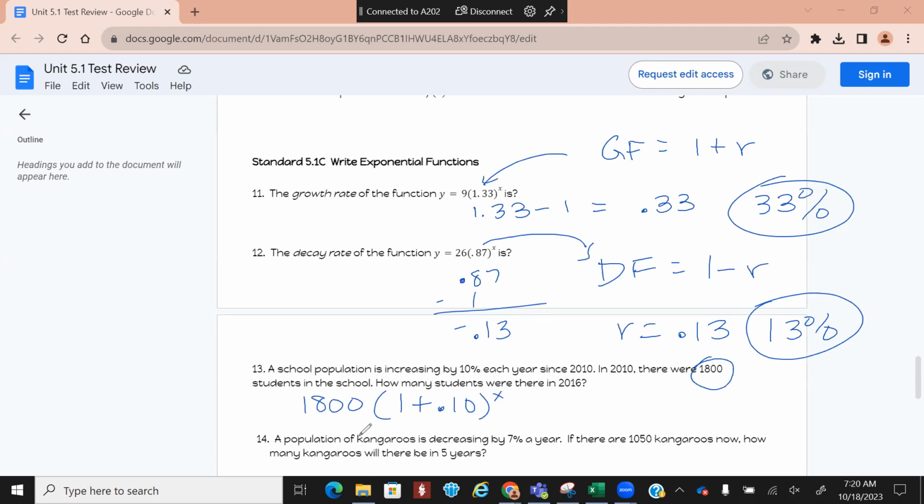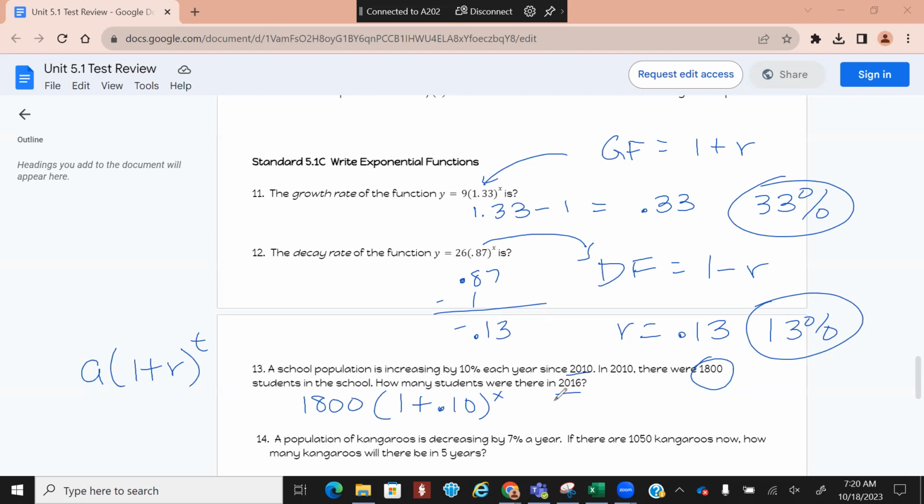Now, where am I getting this equation from? I'm getting it from that like simple interest that we talked about. Okay. When we're dealing with population, this is the formula we're going to use. Now, they're trying to figure out how many students there were in 2016. So from 2010 to 2016, how many years was that? 6 years. So I'm going to plug in 6 for this x.